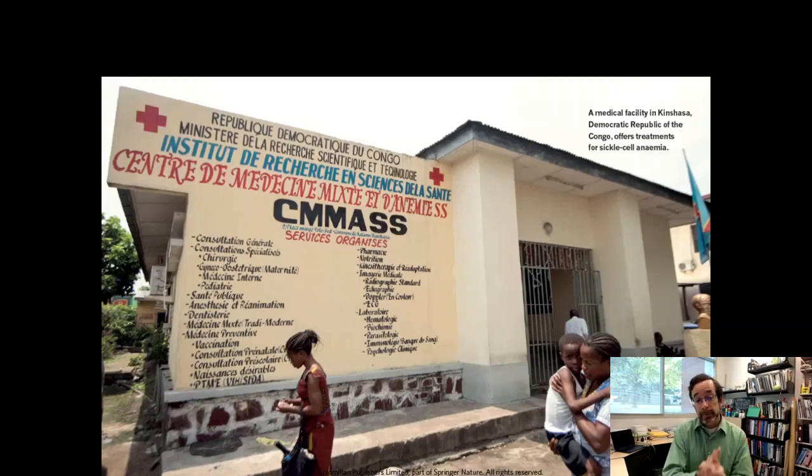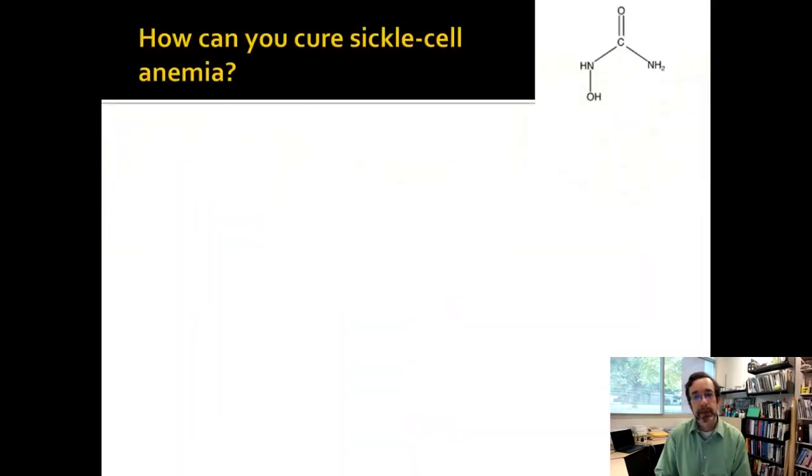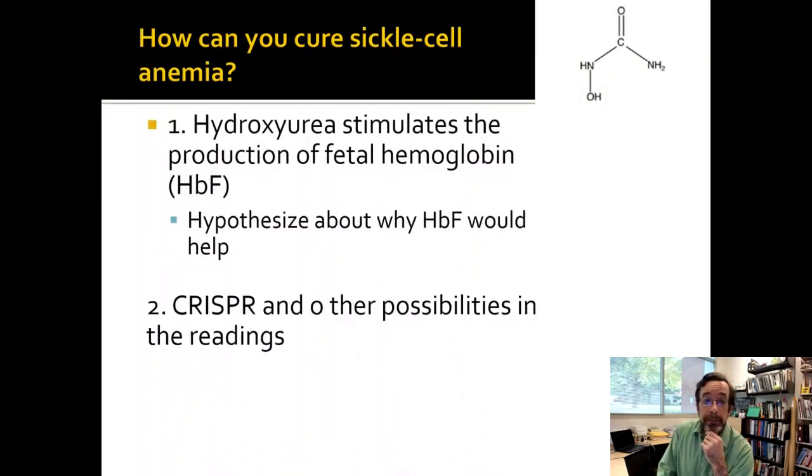And if you can read the French, which is really close to English in this case, you can find sickle cell on the list of things that they offer treatment for. So how can you cure it? Well, the old treatment is hydroxyurea, because it would stimulate the production of fetal hemoglobin. And think about why that would help, biochemists. I've given you the clues. Fetal hemoglobin is different than regular hemoglobin.